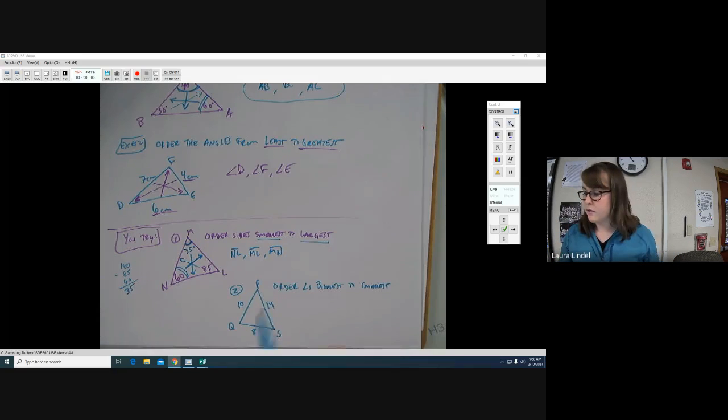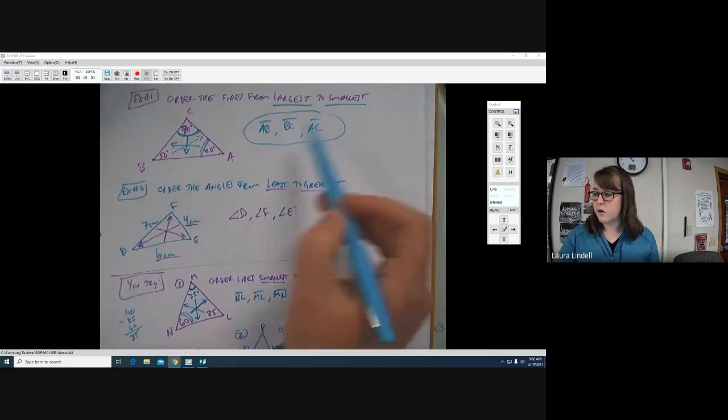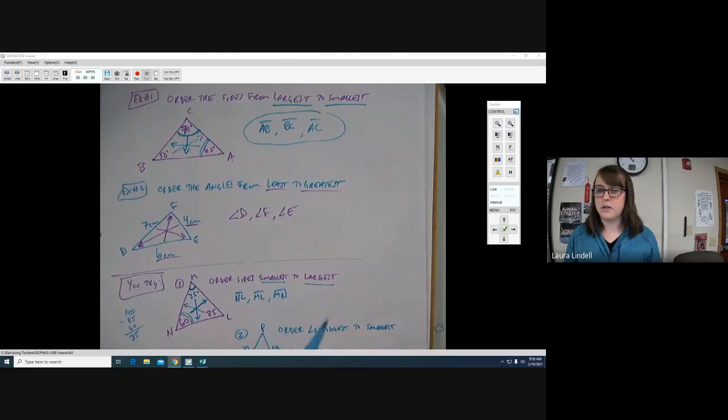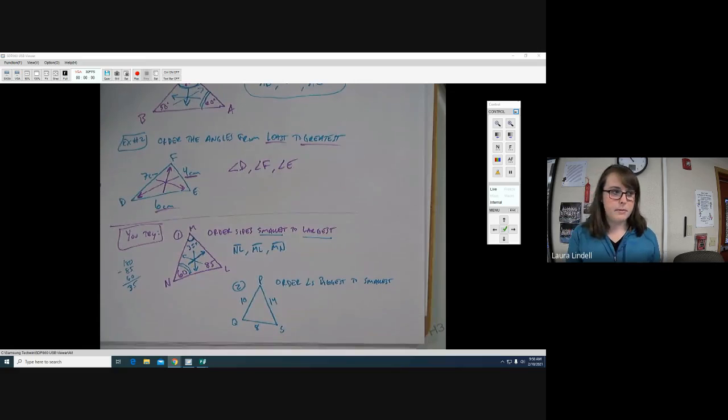So yeah, pay attention to the order that you're doing things in. Remember on example 1, we went largest to smallest. This time we went smallest to largest. So again, that's why it's important to make sure we look at the directions there.